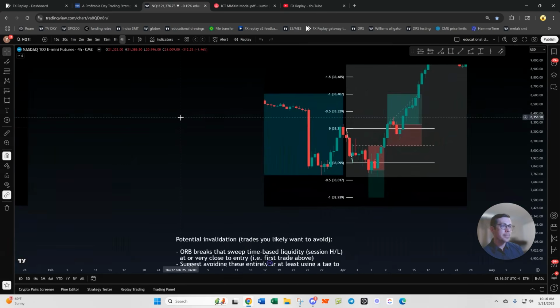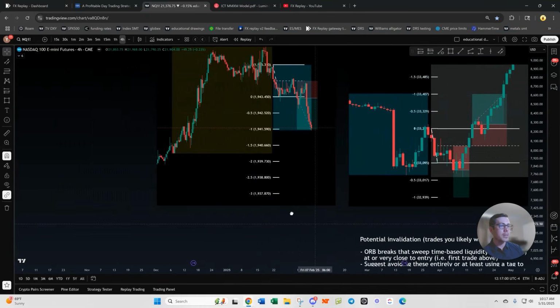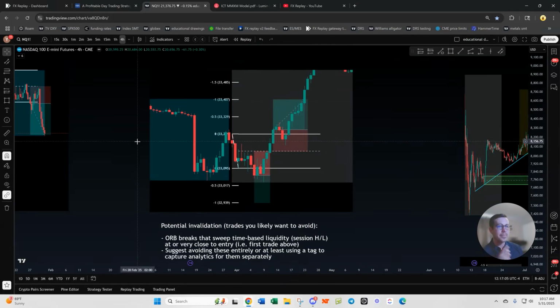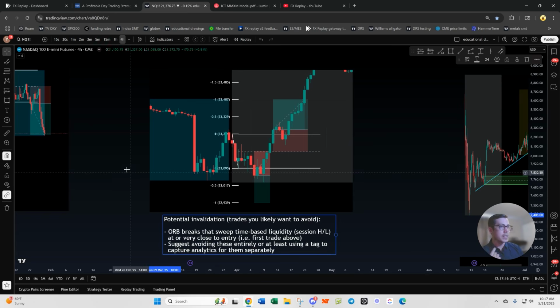And then secondly, I've figured out a potential invalidation with this. As I was testing, I noticed that if at your entry, or very close to your entry, you're sweeping a time-based liquidity level, such as a session high or low, a previous day high or low, or a previous week high or low, these are going to be a lot lower probability. So you probably want to avoid trades where the ORB break is right at the London low or high or Asia low or high, because oftentimes that's where people look to enter for reversals. These are trades you're going to want to avoid.